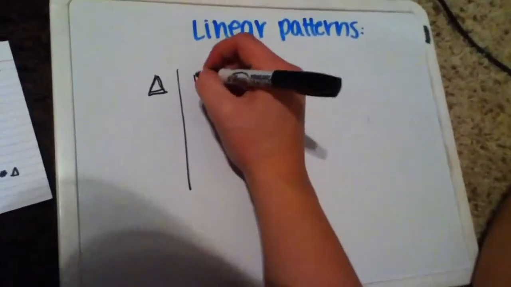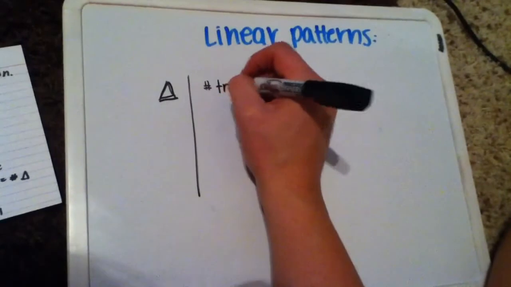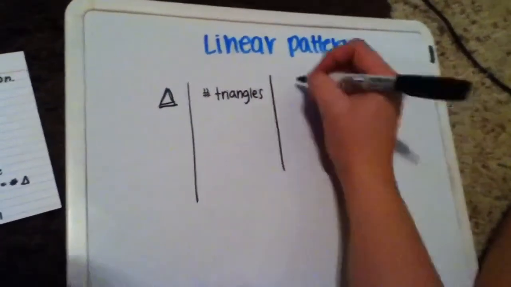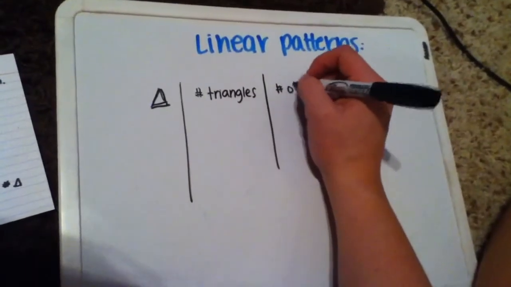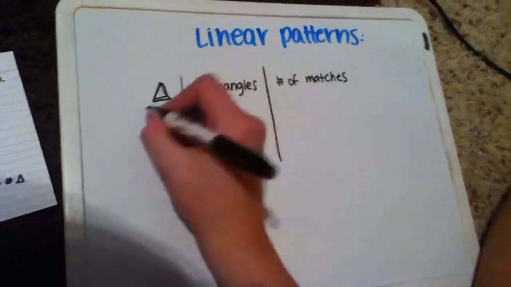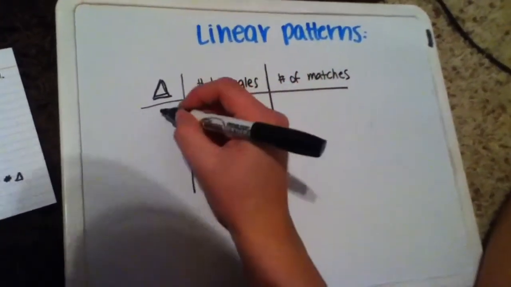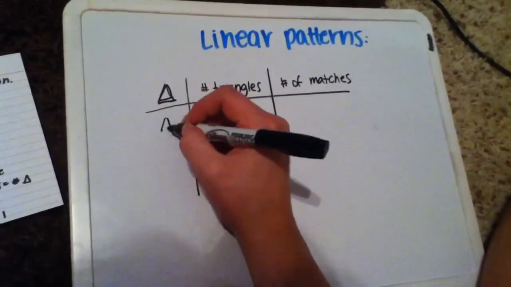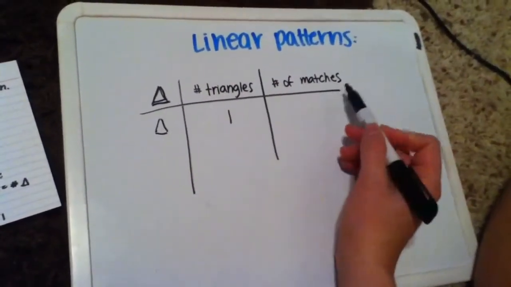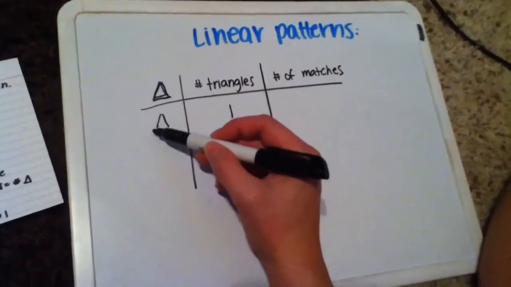Right here we're just going to have the triangles. Now we're going to have the number of triangles. And then in the last column, we're going to have the number of matches. We're going to start out just with one triangle, so we know that's 1. And counting up these, the number of matches, or this could be sticks, we're going to have 1, 2, 3.